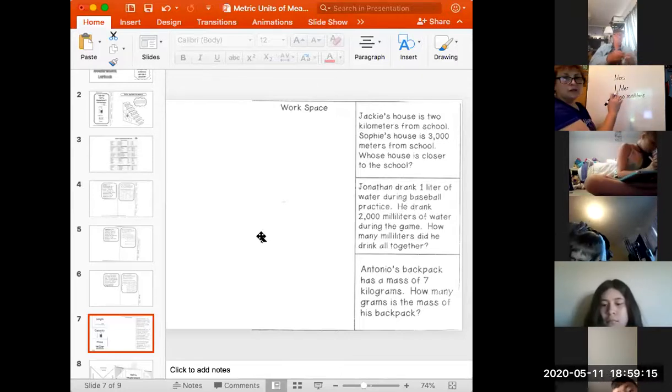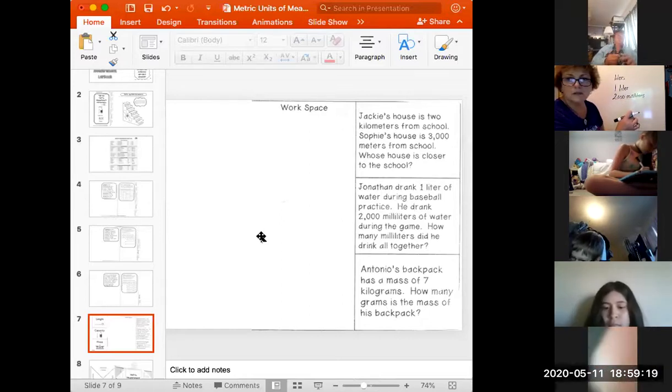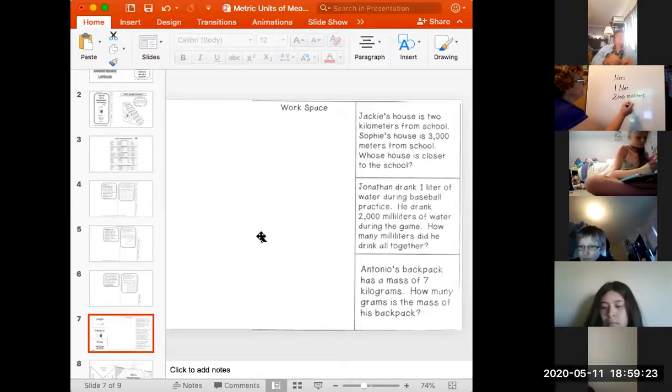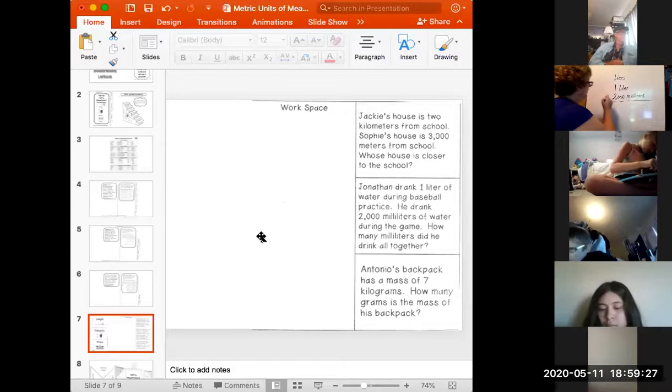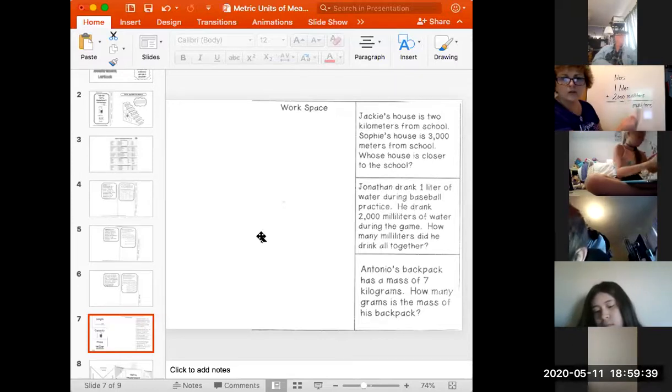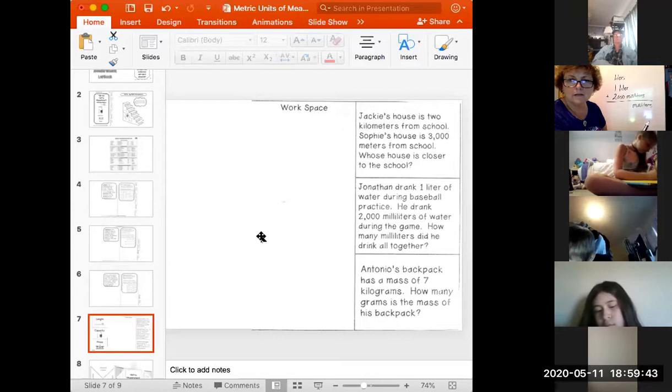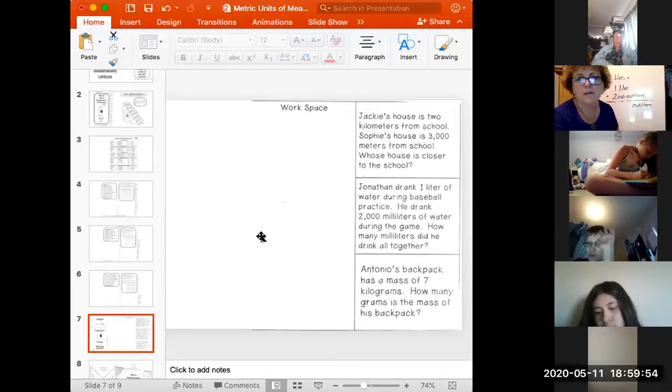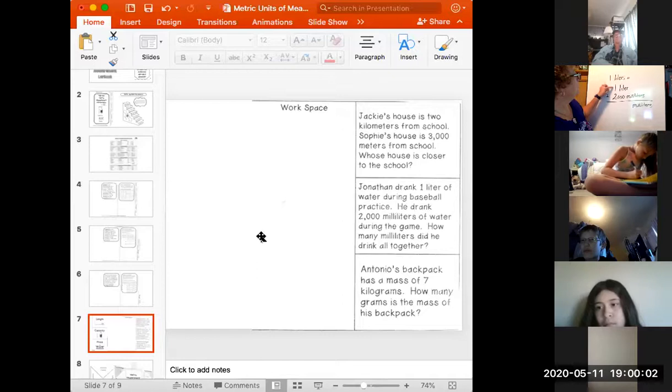Is this one written in milliliters? 1 liter, and their answer needs to be total milliliters, because that's what it's wanting our answer to be in. But can I add liter to milliliters without converting it? One liter equals how many milliliters? How many milliliters are in 1 liter?